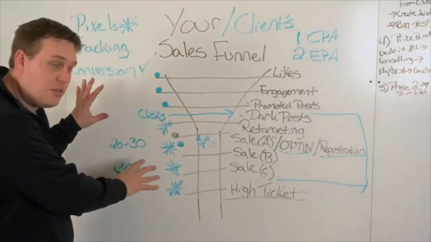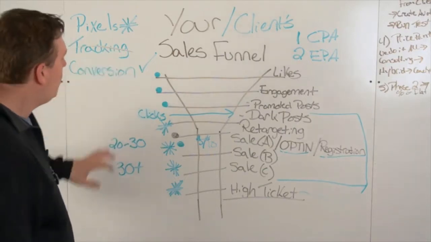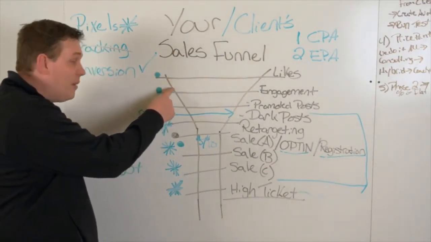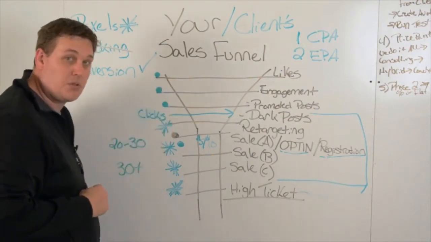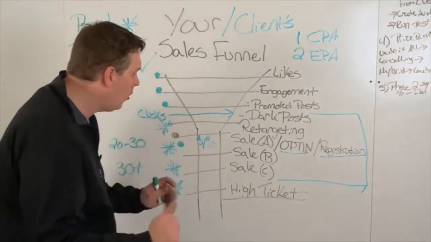We talked about pixels. We talked about not a tracking pixel, we've talked about a conversion pixel. We talked about that you can optimize for actions, optimize for likes, optimize for engagement, optimize for promoted posts. Notice I've repeated myself a lot on this. I really want you to get this because this is gold.